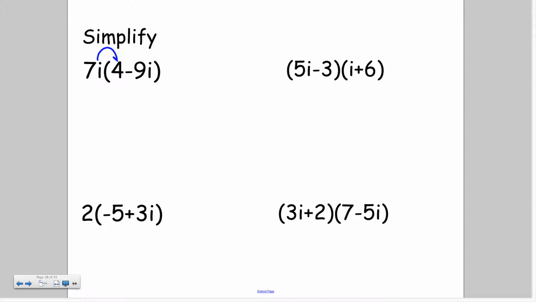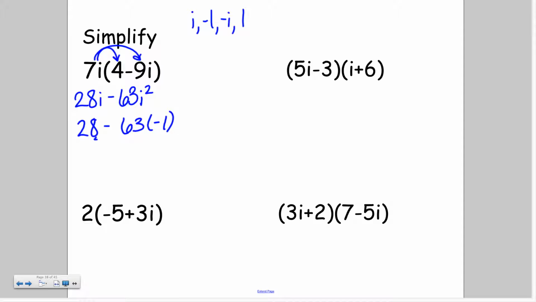So I'm going to distribute the 7i to everything. So 7 times 4 is 28i. Negative 9 times 7 is negative 63, and that is i squared. I've got to get rid of that i squared, so it says 28i minus 63 times a negative 1. Negative and a negative, sorry, I left my i off. Negative and a negative is a positive, but I still need to write this correctly. So 63 plus 28i.